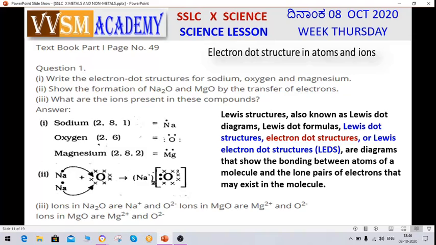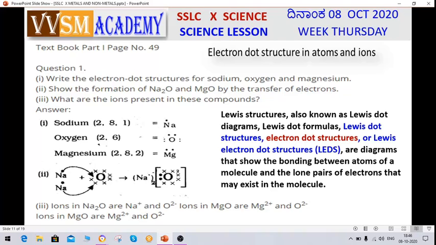That is, a total of 11 electrons are distributed in the first shell, second shell and third shell. The outermost orbit contains only 1 electron. Then coming to oxygen, 2,6. Why is it 2,6? Because the oxygen atom consists of only 8 electrons. These 8 electrons are arranged in such a way: 2 and 6.